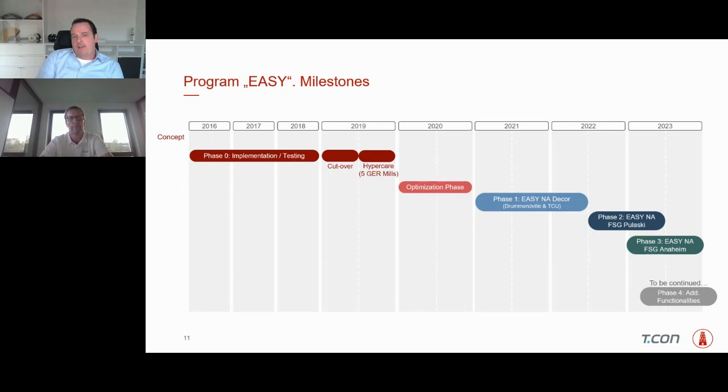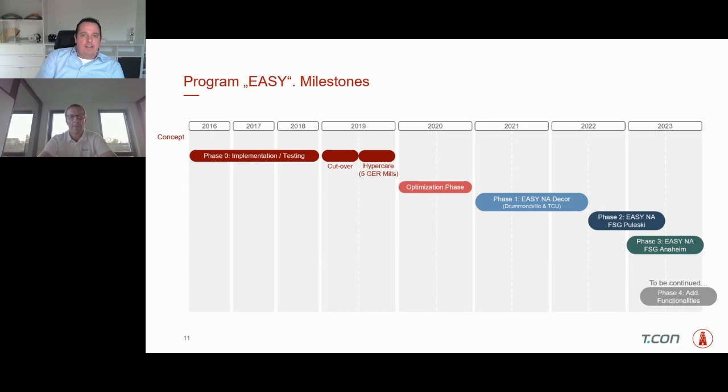Then at the beginning of 2021, or in the end it was April 2021, we started with the EASY North America phase 1, which was just the decor business for North America. The second phase of EASY North America, which is happening right now, is our mill in Pulaski in the USA, and that will be followed by a third phase, which is our mill in Anaheim, and then there might possibly be a fourth phase where we add additional functionalities in EASY itself.